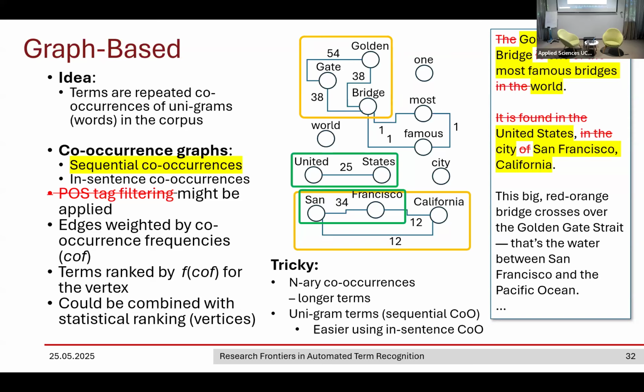So what is tricky in this approach is n-ary co-occurrences, which we have discussed already, corresponding to longer terms, longer than bigrams, and unigram terms in sequential. So we cannot analyze any co-occurrence for the parts of a unigram. It's a little bit easier if you use in-sentence co-occurrence, but still tricky.